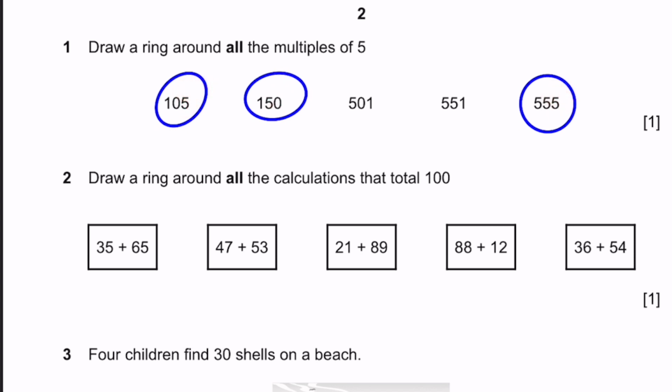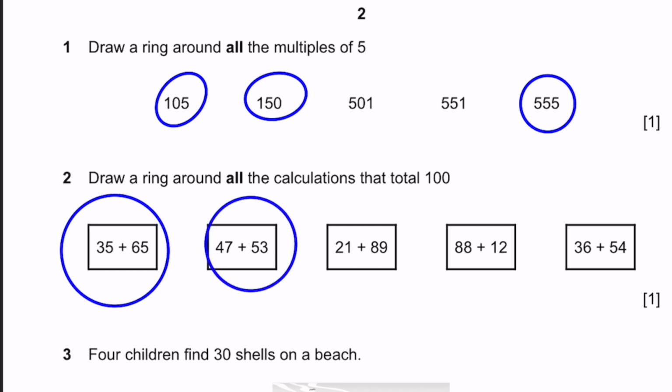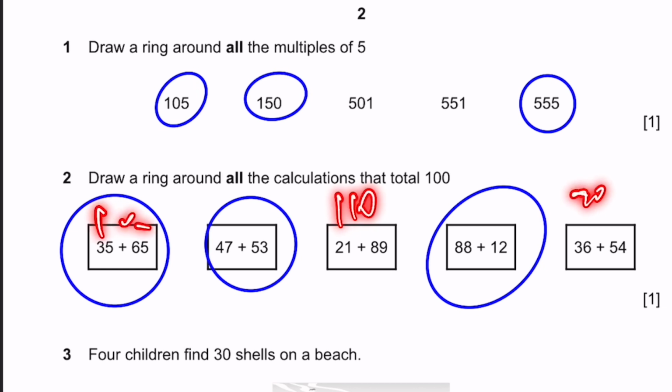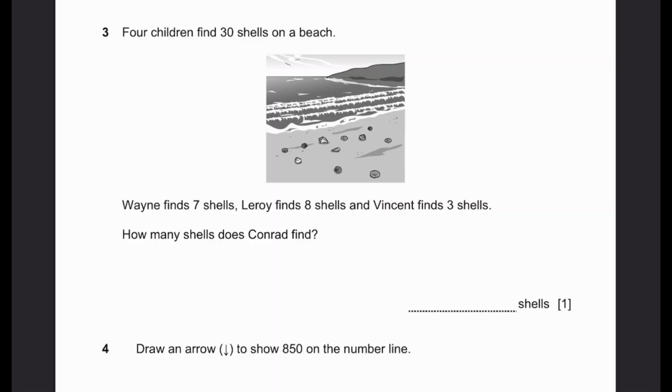Question 2. Draw a ring around all the calculations that total 100. 35 plus 65, yeah, that's 100. 47 plus 53, that's 100. 21 plus 89, that's 110, so it's not there. 88 plus 12, yeah, that's 100. 36 plus 54, no, that's 90. There's 110, there's 90. The others add up to 100. That's the answer.